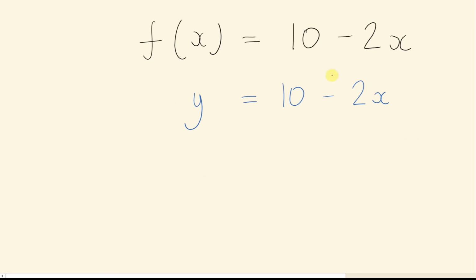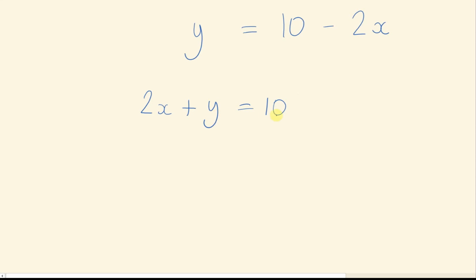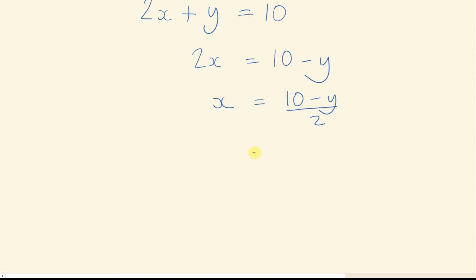So again, the first step I suggest, we've got a minus 2x, that can make things a bit awkward, so we're going to add it to the left hand side to make it plus 2x. So we've now got 2x plus y equals 10. Next, the opposite of plus y is minus y. So 2x will equal 10 minus y. And the opposite of times in x by 2 is going to be dividing by 2. Then that's our inverse function. So I say the inverse function is going to be this, but we replace the y with an x.